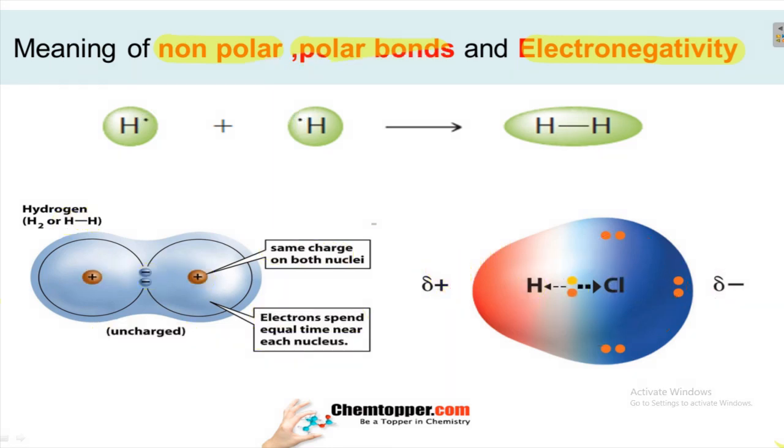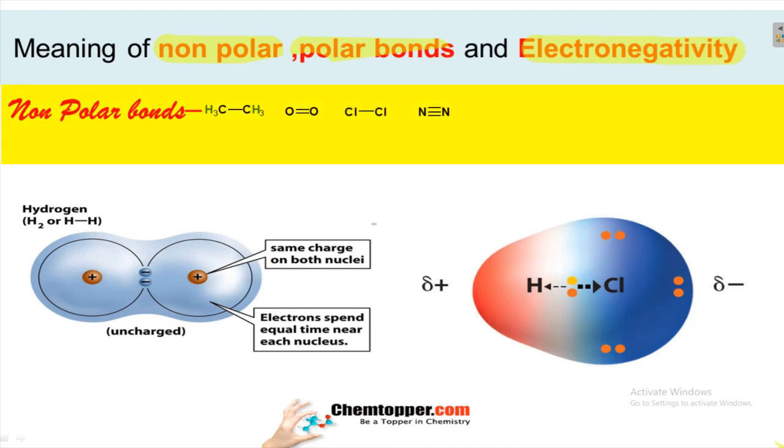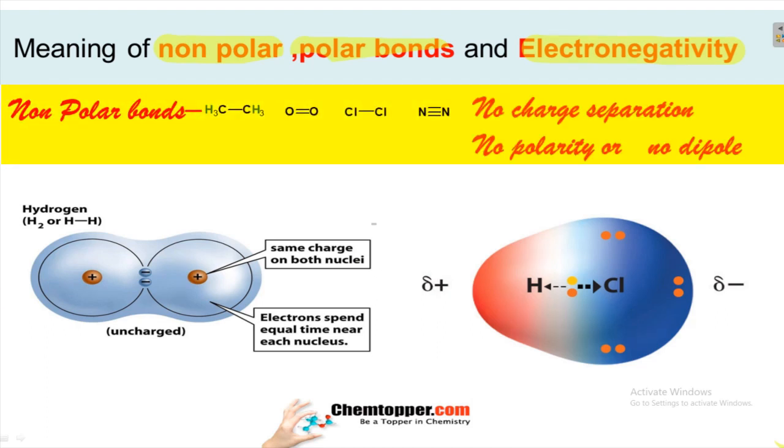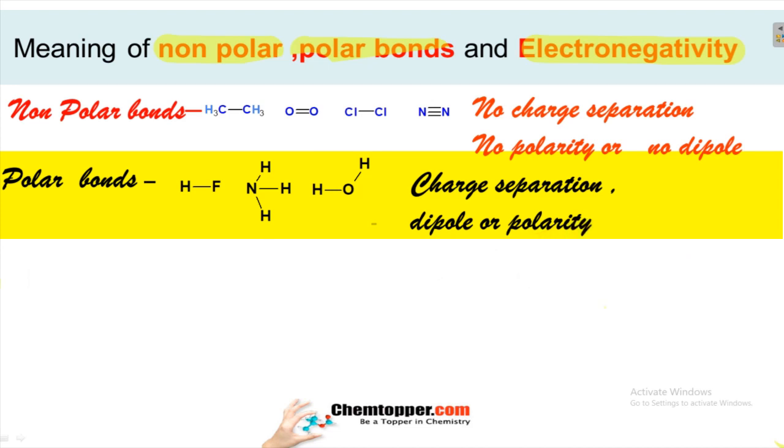Now, what is a non-polar bond? In which there is no charge separation, no dipole. And what is a polar bond? In which there is charge separation because atoms of different elements are bonded to each other. There is polarity and a dipole.